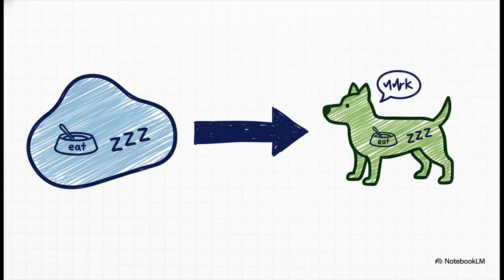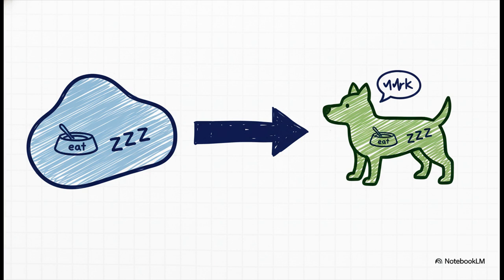For instance, you could have a really general parent class called animal. Then you could create a child class, dog, that inherits from animal. That dog automatically knows how to do everything an animal can do, but you can also give it its own special dog behaviors, like a bark method.